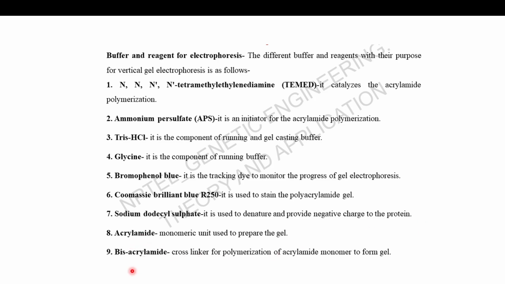And there's acrylamide and bisacrylamide. Acrylamide is the monomeric unit used to prepare the gel, and bisacrylamide is the cross-linker for polymerization of the acrylamide monomer to form this solid support, the gel. See here, this is acrylamide, this is bisacrylamide, and TEMED is the catalyst, and ammonium persulfate supplies the free radicals. So this is how the polyacrylamide matrix looks.